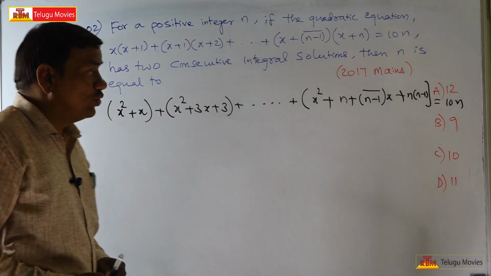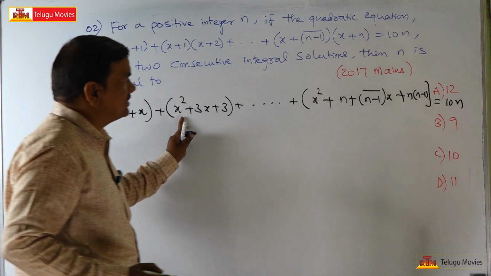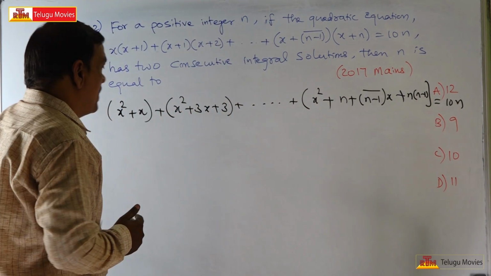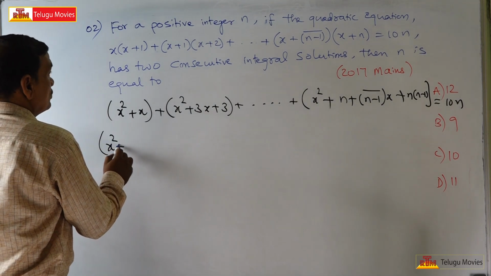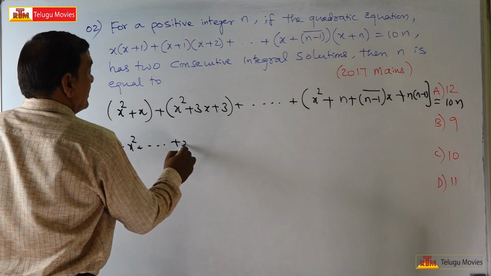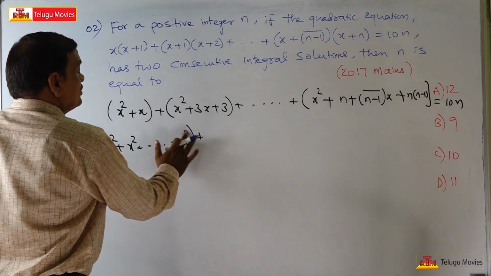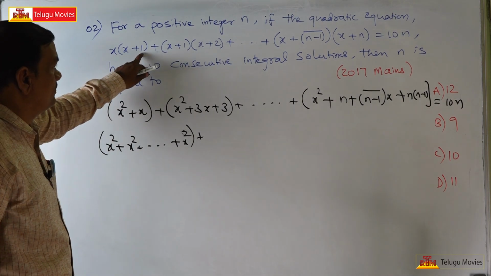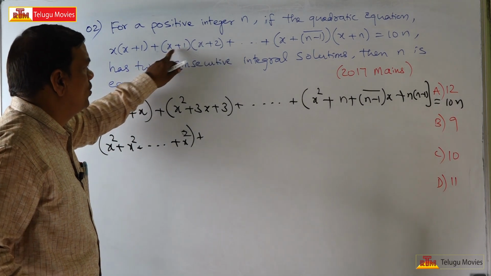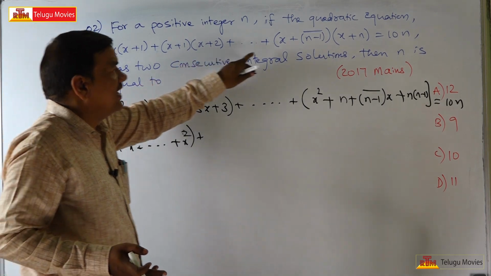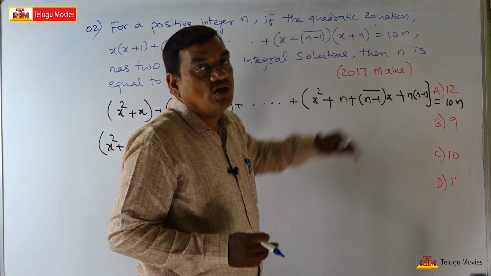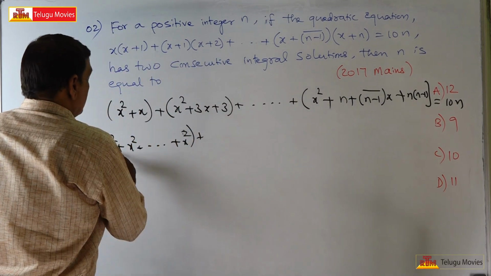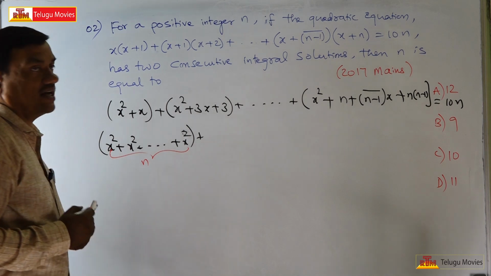What I am going to do is write all the x square terms in a bracket. So this is x square plus x square, and so on. How many x squares are there? Here x square, here 2x square, like that. What is the last term here? n. So there are n x squares.